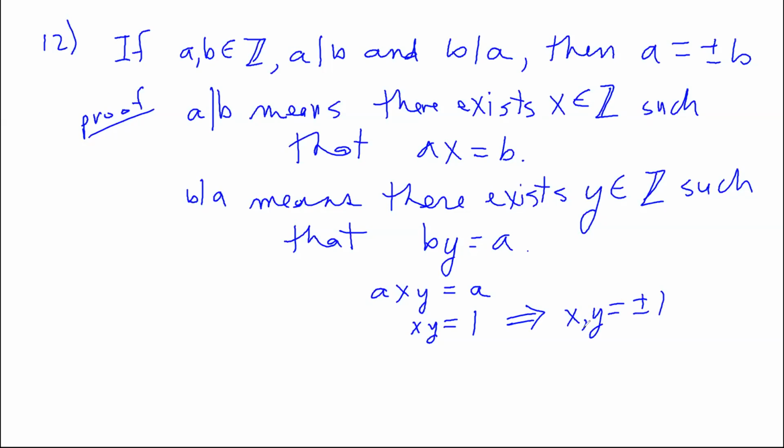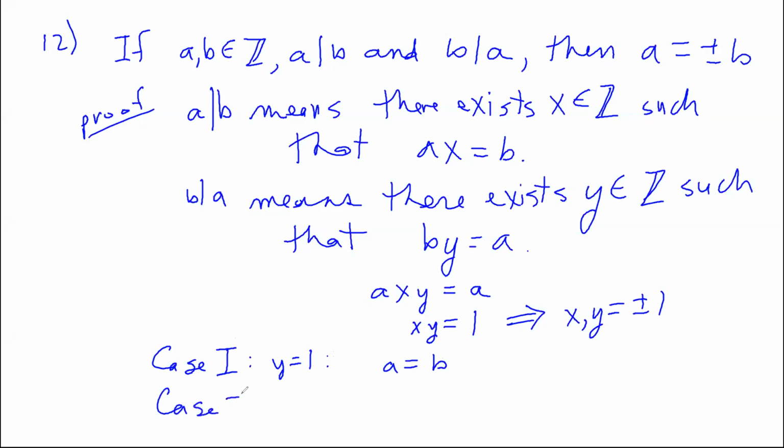Notice I have a comma between this. X equals positive 1 or negative 1, and Y equals positive 1 or negative 1. To finish this proof, I'm going to take two cases. Case 1, I'm going to have Y be positive 1. If Y is positive 1, then A equals B times 1, so A equals B. I'm happy about that. That was one of my possible conclusions.